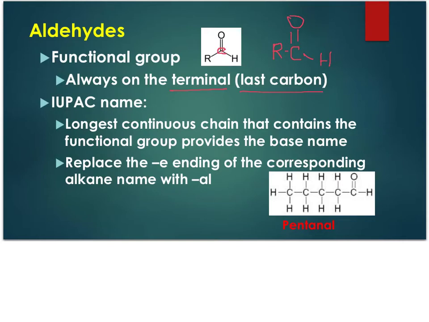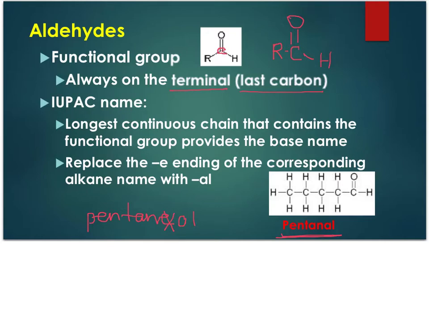In terms of naming it, we look for the longest continuous carbon chain. Replace the ending, take off the E and replace it with Al. So for example, 1, 2, 3, 4, 5, we expect it to be pentane. We take off the E and we add Al, pentanal. Or you might see that. So that's how we're going to identify these.